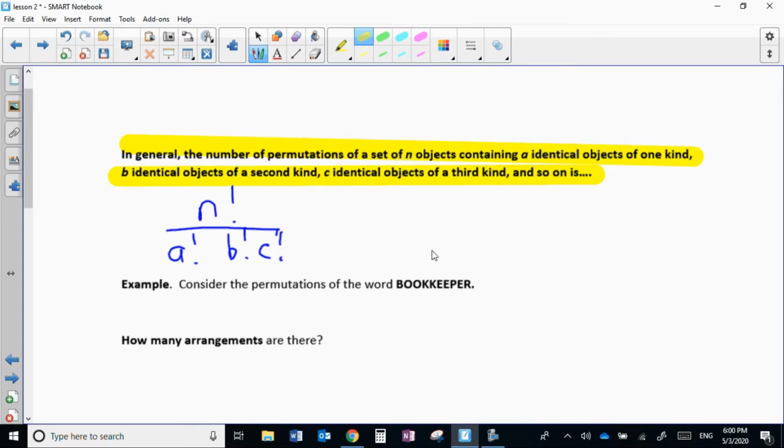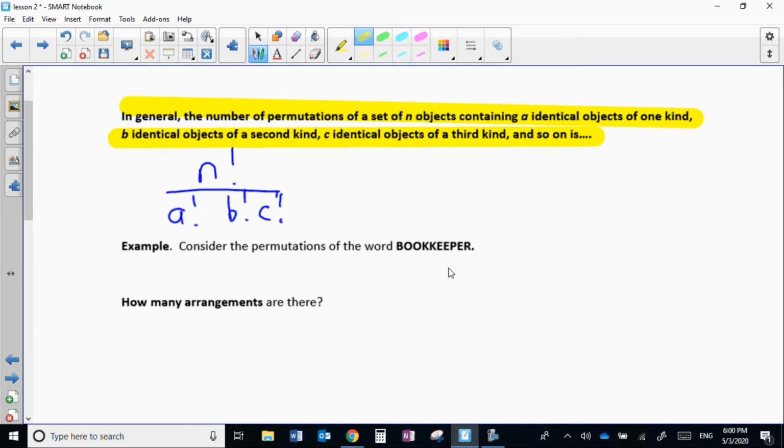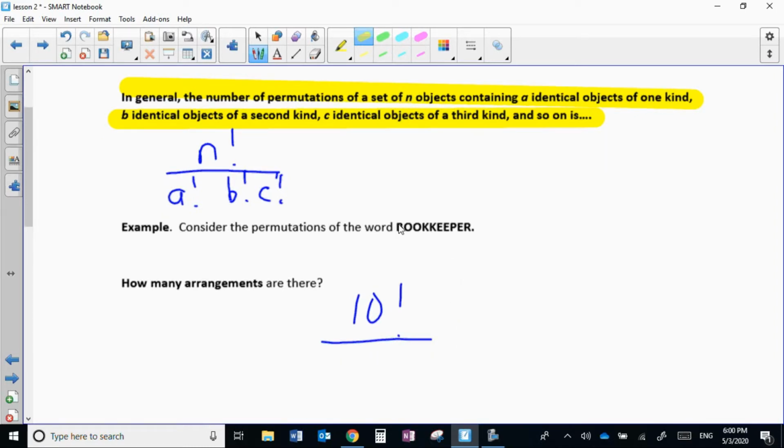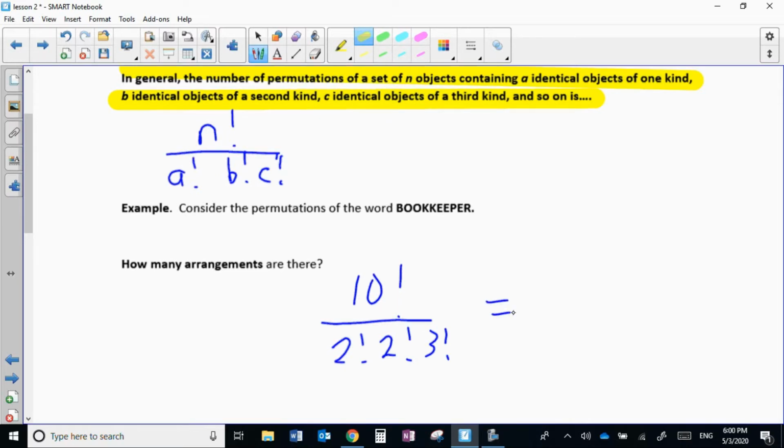For example, consider bookkeeper. There are 10 letters in bookkeeper. However, there are a lot of letters that are the same. Let's look at the O's, for example. There are 2 O's. There are also 2 K's, and there are also 3 E's. So we must divide by those numbers to take into account all the different arrangements of the O's and the E's and the K's. If you figure that out, you get 151,200.